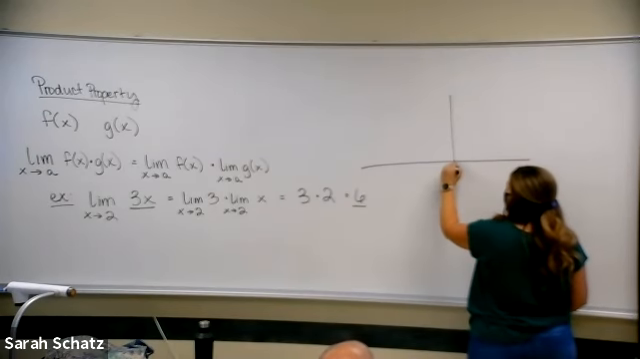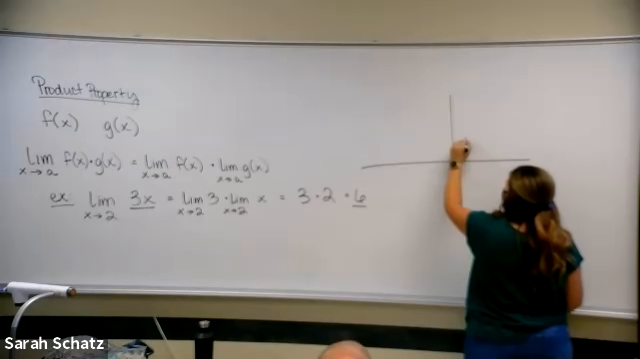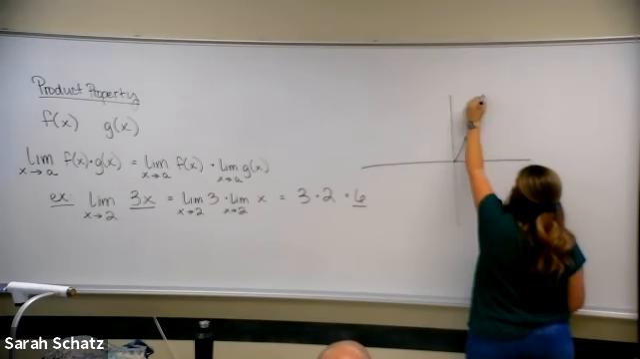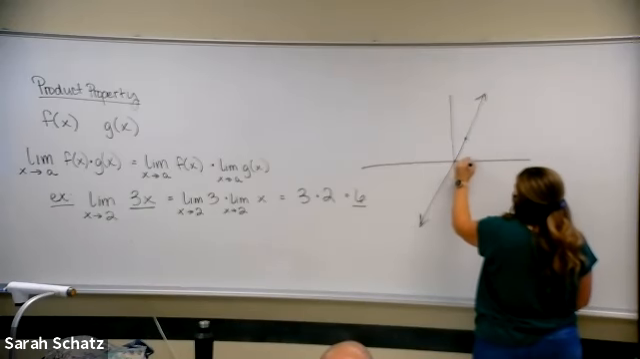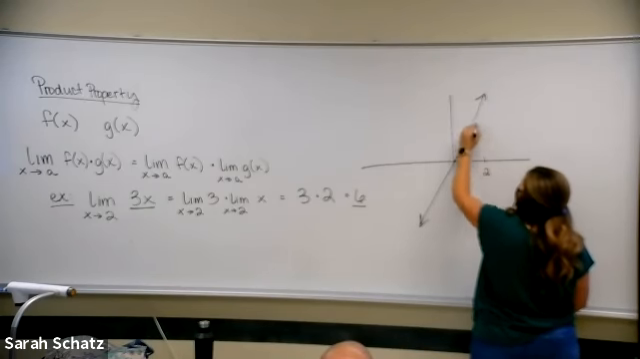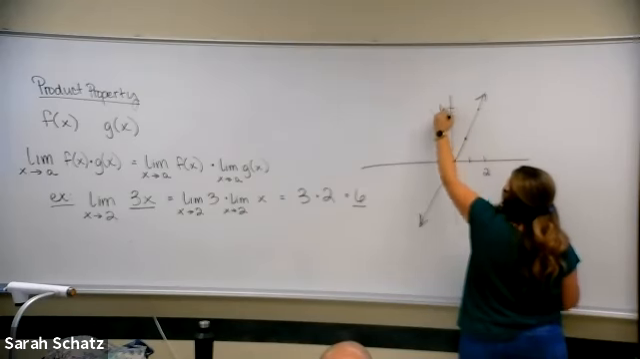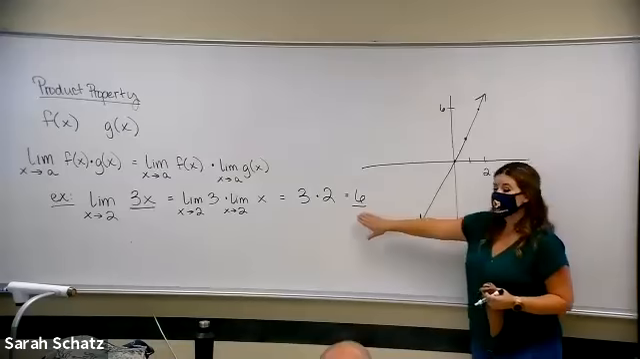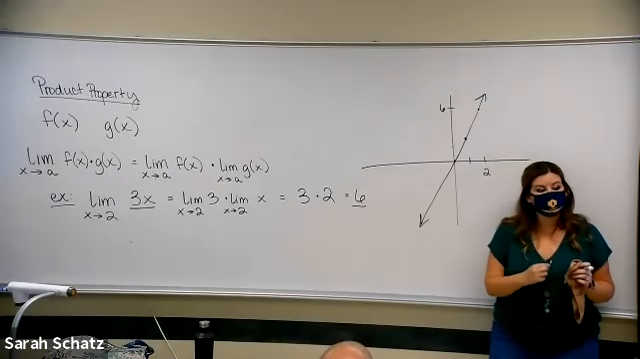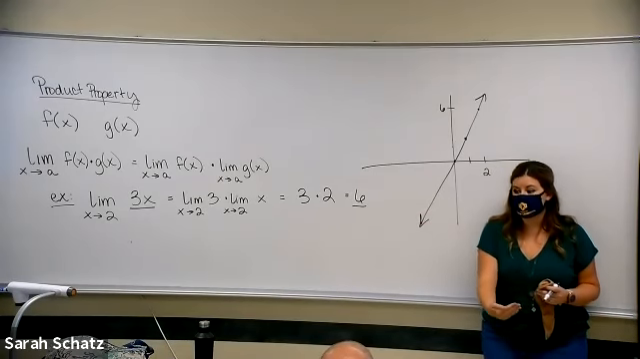3x. It's just a line with a slope of 3 that goes through the origin. 1, 2. Here's your 6. You can see it happening. Why is the limit I got the exact same thing as if I had just put a 2 in for x?